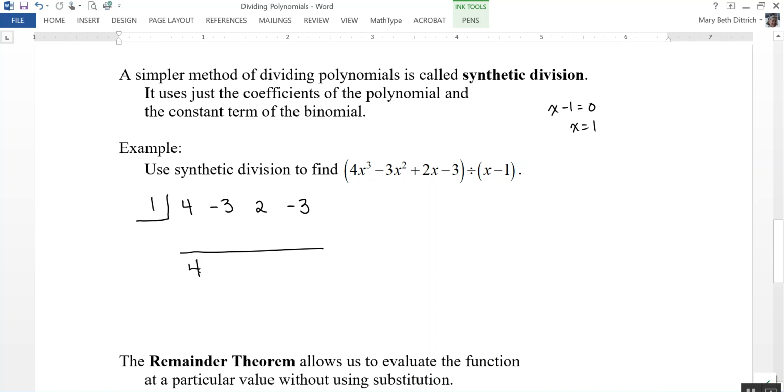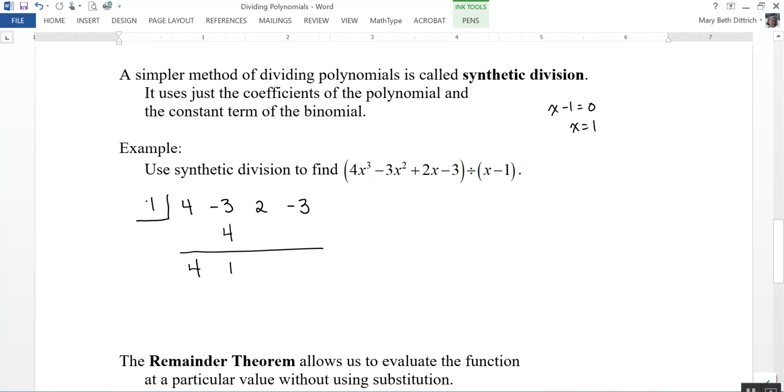And here's how it works. Take the number in the box, times the number that you brought down, and write it there. So it's kind of like a check mark. So 1 times 4 is equal to 4, and I write that 4 there. Now, instead of subtracting as we did in long division, I'm actually going to add. So negative 3 plus 4 is a 1.